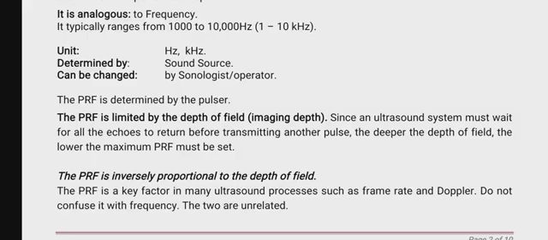And you can actually have a knob on your machine that can adjust the PRF. But let's go on and we'll see that. The PRF is limited by the depth of the field. Since an ultrasound system must wait for all the echoes to return before transmitting another pulse, the deeper the depth of the field, the lower the maximum PRF must be set, so that it will accommodate distant echoes. Because if it's not set lower, you may lose some echoes, especially if you are doing a color Doppler.